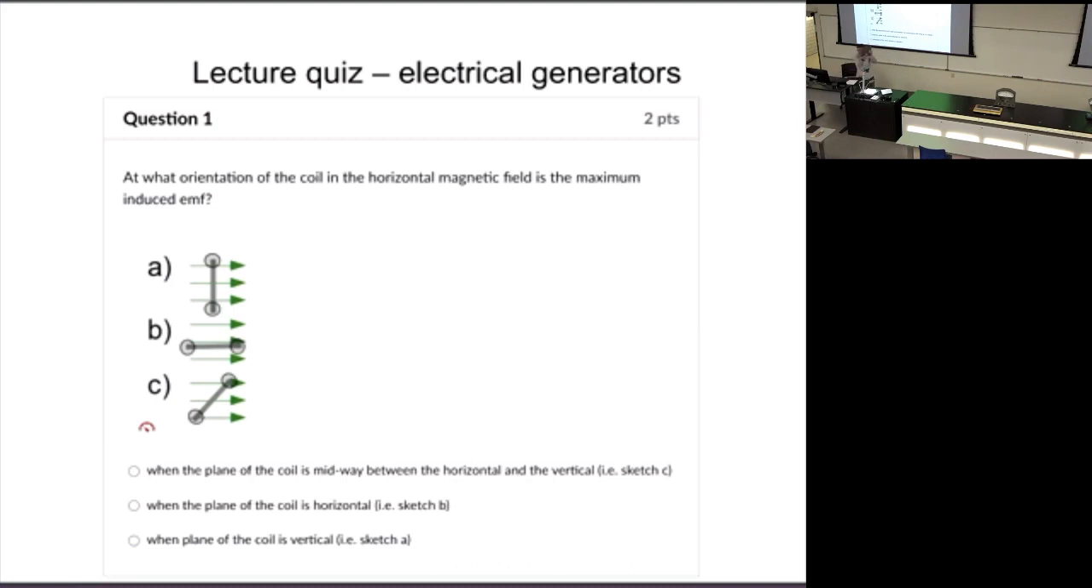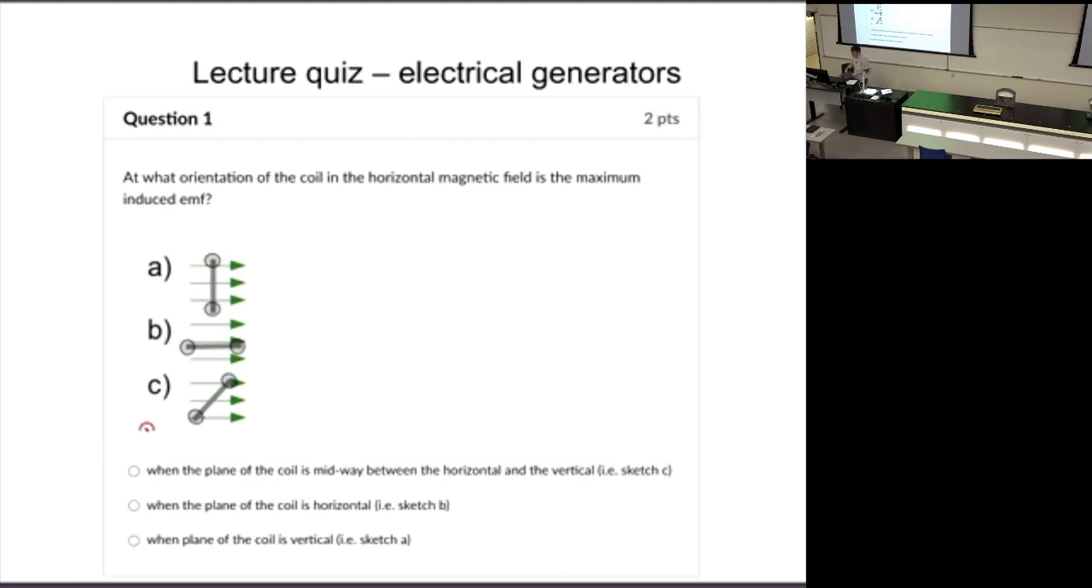So here's my laptop. Imagine the edge of the laptop is the coil. In A, the laptop is standing vertically. So the wire runs around the edge of the laptop. In B, it's in this horizontal plane. So the wire is running horizontally around here. And in C, it's somewhere in between the vertical and the horizontal case.